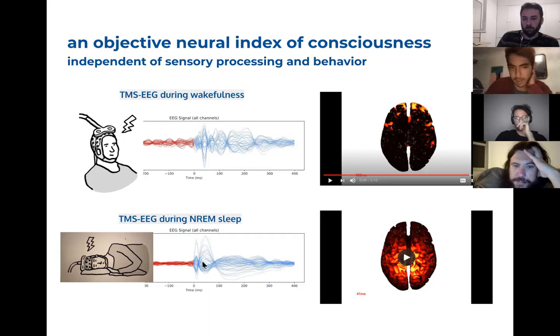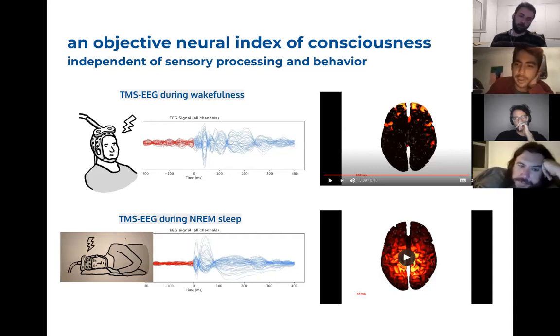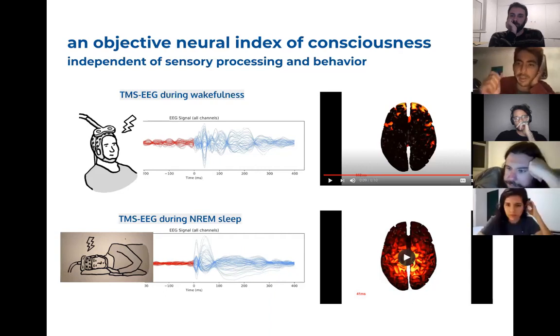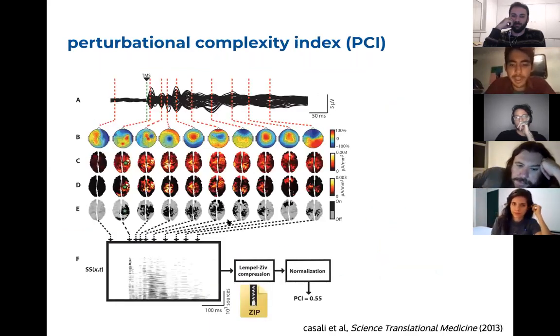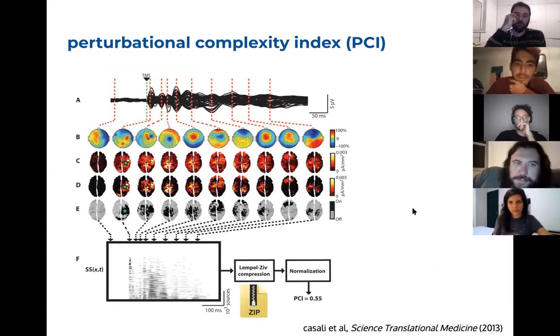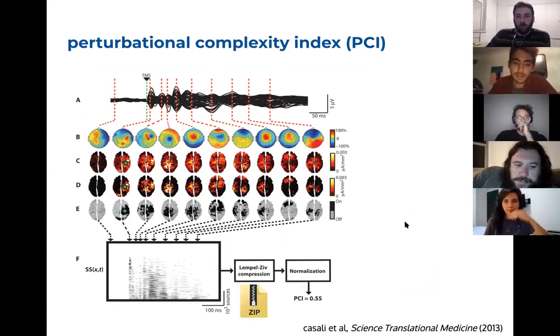And this is interesting because you're directly probing the cortex and its causal reactivity without needing to use any sensory or motor pathways. You just bypass them and directly strike the cortex from the inside and see the response. So this led to a development that was in fact inspired by IIT, by its principles, but it was actually an empirical version of an index of consciousness, different from phi.